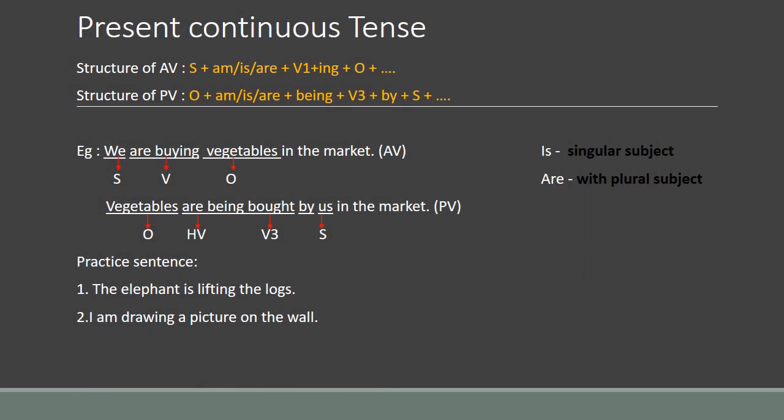The next tense is present continuous tense. How to change an active voice sentence which is in present continuous tense to passive voice. Okay, structure of active voice. Subject will be there first. If it is continuous tense, V1 plus ing form of verb will be used in a sentence.